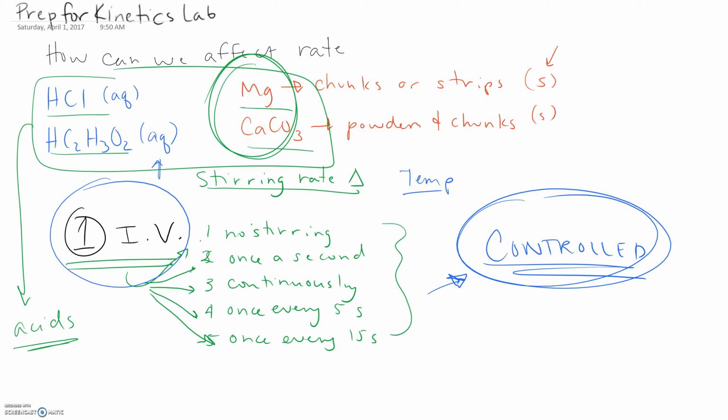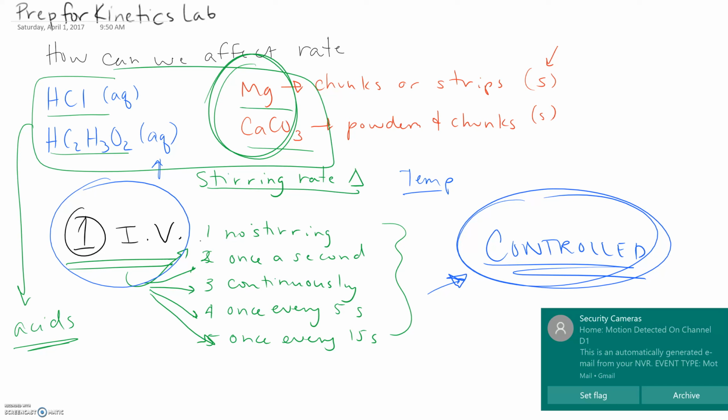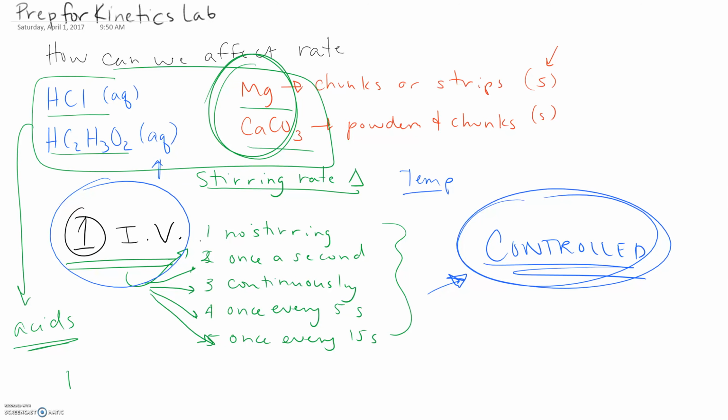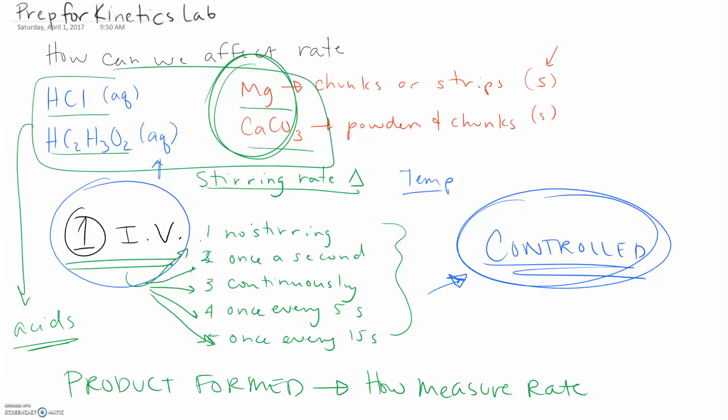You're going to react those with one of the acids, whichever one you've chosen, and whichever solid you've chosen, and you're going to have to identify what products are formed, because the product that is formed is going to dictate how you are going to measure the rate. So again, you're going to have to go back to your notes after you've identified what reaction it is, what acid with what solid, what's going to be the product. That product that is formed is how you're going to measure rate.